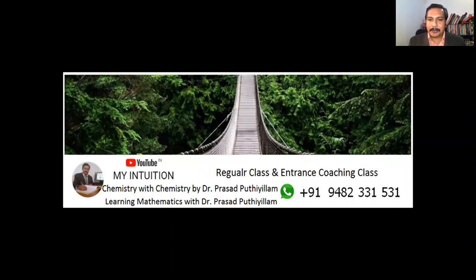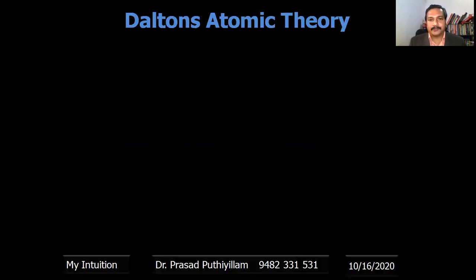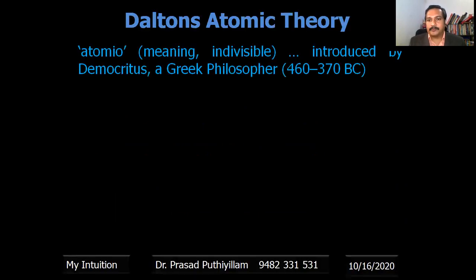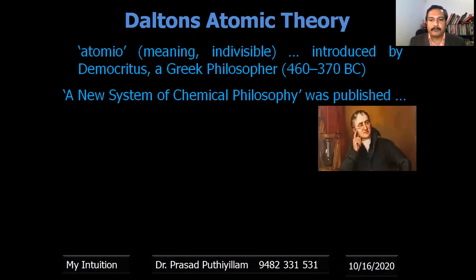This is class number 4 of Basic Concepts of Chemistry: Dalton's Atomic Theory, Atomic and Molecular Masses, Formula Mass. Dalton's Atomic Theory. The word atom, meaning atomos or indivisible, was not introduced recently. It was introduced during 460 to 370 BC by a Greek philosopher, Democritus, and a new system of chemical philosophy was published by John Dalton in 1808.